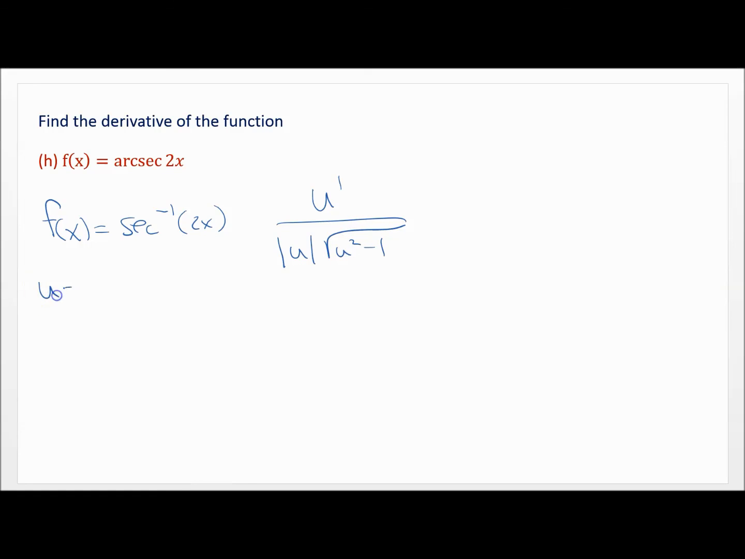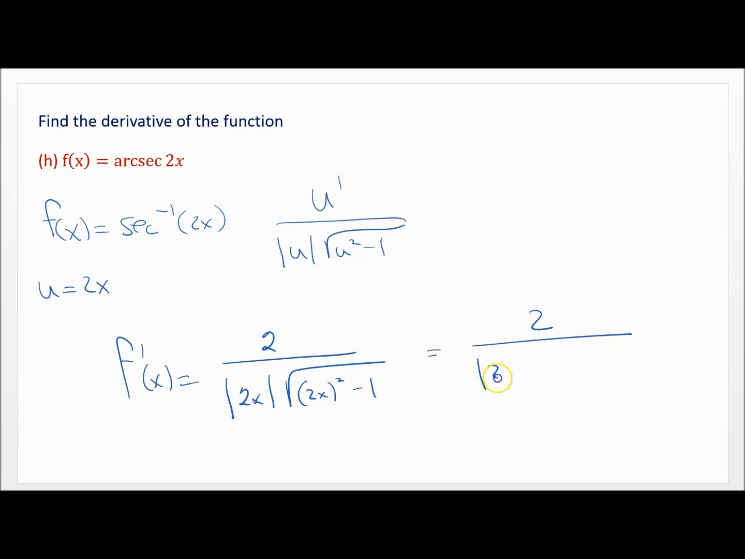Now u in our problem is 2x. So when I plug it into the formula, f prime of x is equal to, numerator is u prime, the derivative of u, which is 2, over the absolute value of 2x times the square root of u squared, so that's 2x squared minus 1. Simplified, that is 2 over the absolute value of 2x, not simplified yet, the square root of 4x squared minus 1.